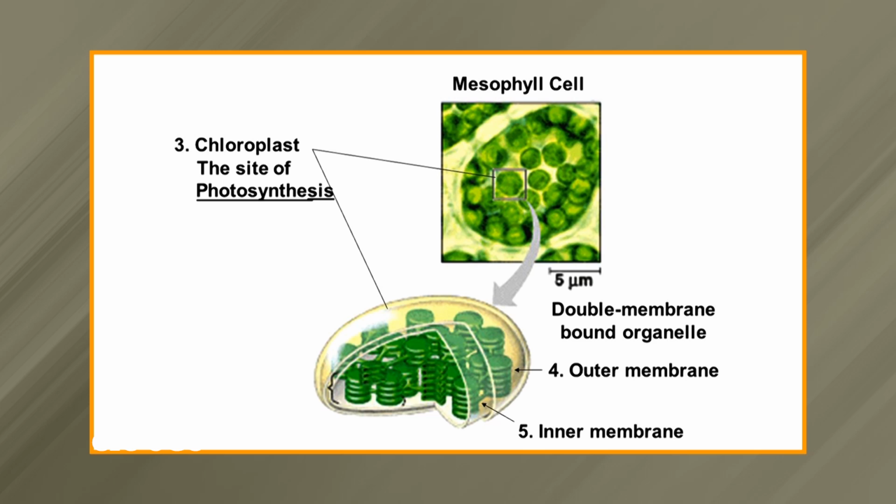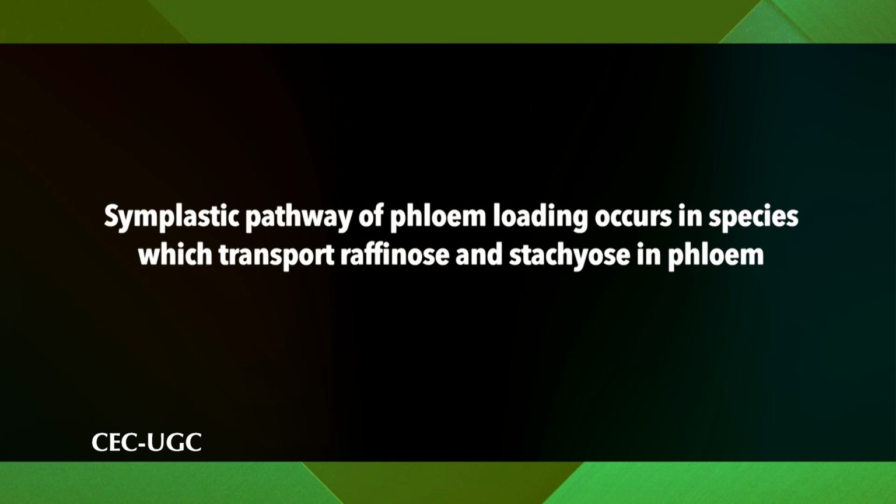The movement of photosynthate from the mesophyll chloroplasts to the sieve element companion cell complex of mature leaves via cytoplasm is known as symplastic phloem loading. The symplastic pathway of phloem loading occurs in species which transport raffinose and stachyose in the phloem. These transport sucrose also, but not as much as raffinose and stachyose.